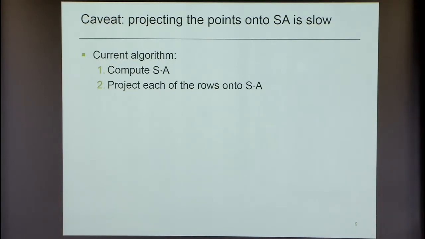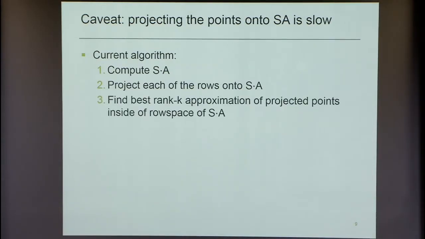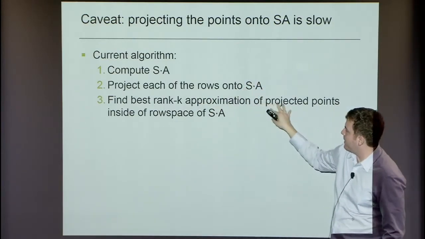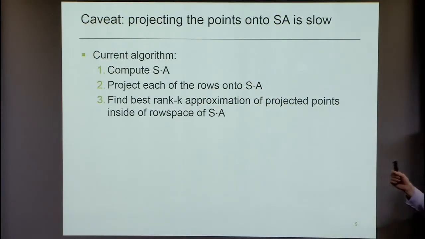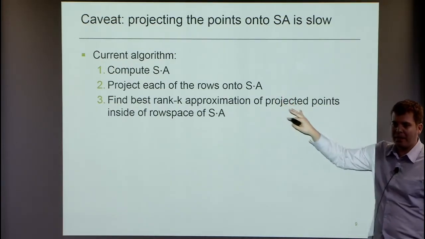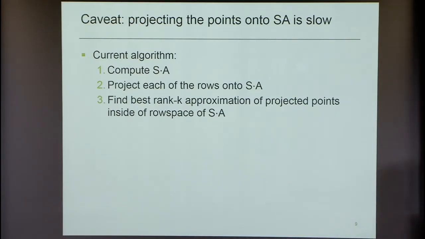It's not clear how to do that in input sparsity time. Let's get back to that. The final step is, once all these n points are inside of S times A, now we can afford to do the SVD inside of that low dimensional space. And so this is efficient. This is like n times poly k over epsilon. So the bottleneck is step 2.